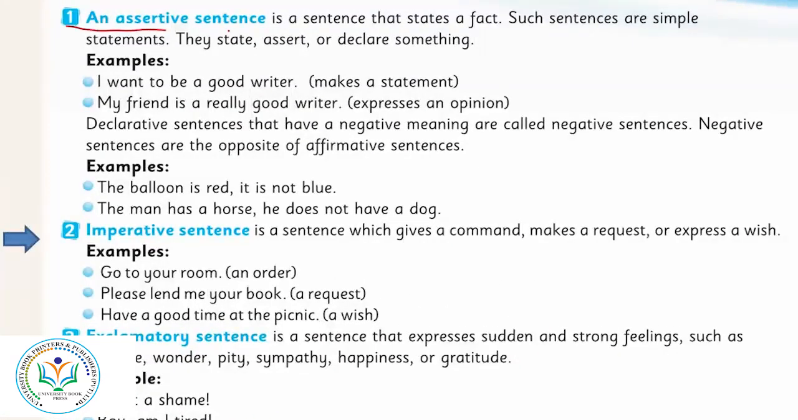An assertive sentence is a sentence that states a fact. Such sentences are simple statements. They state, assert or declare something. They tell you about something or give a statement or declare something.